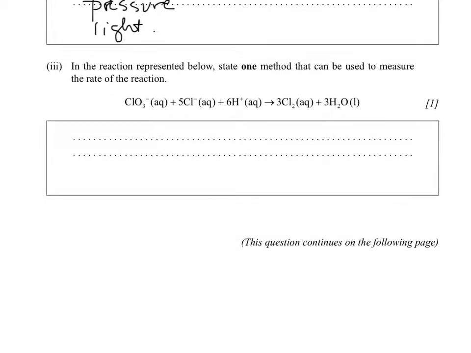Okay, so in the reaction below, state one method that can be used to measure the rate of the reaction. If you notice, you have charged particles on the reactant side, no charged particles on the other. So you could look at the conductivity, which should decrease over time as you make those more neutral products. You could also look at pH. It should be getting less acidic as the reaction progresses.